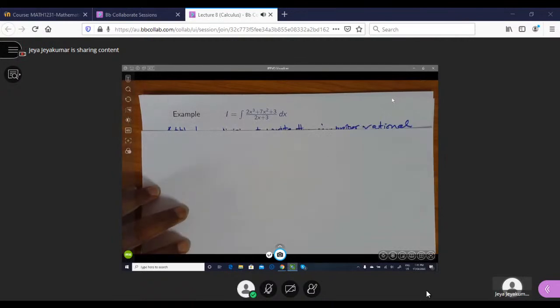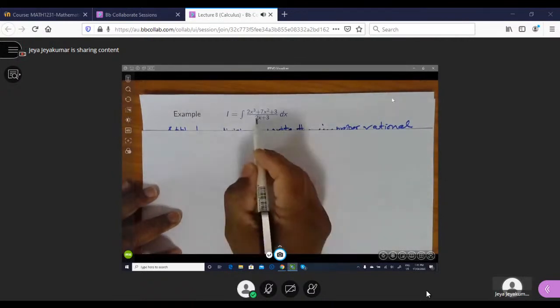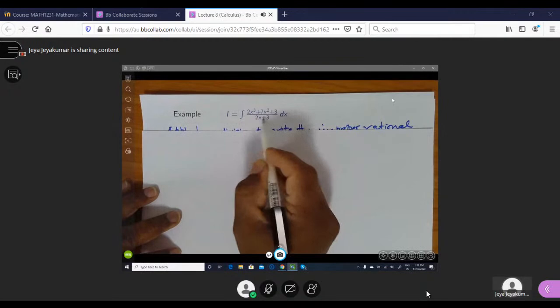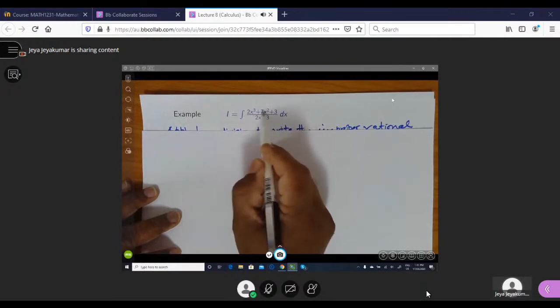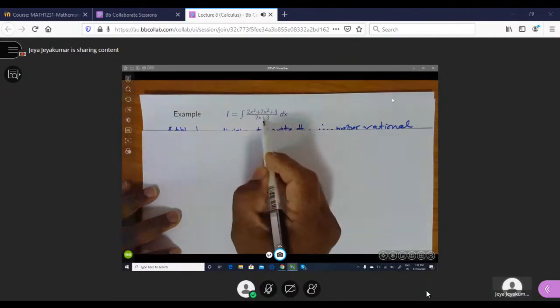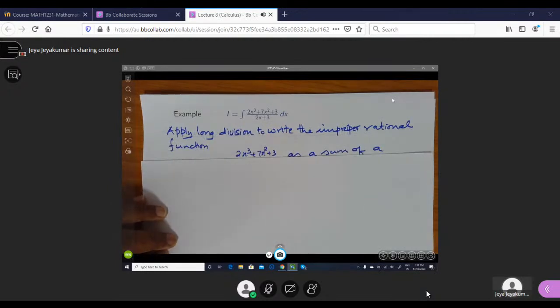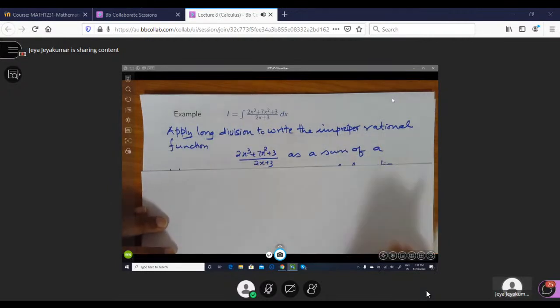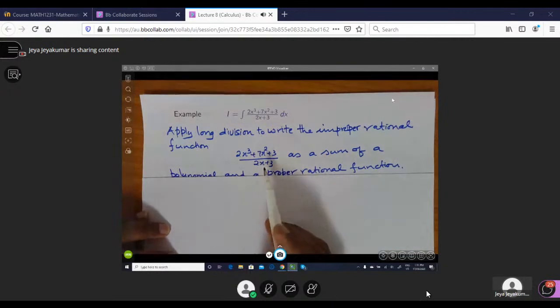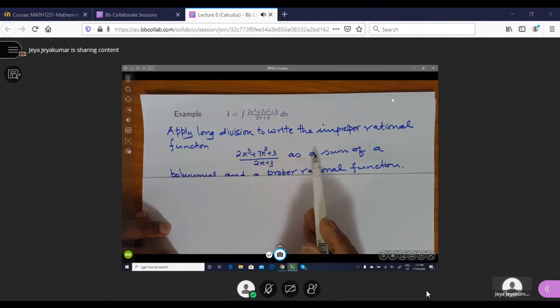Okay? So this one is not a proper rational function because the degree of the polynomial of the numerator is higher than the degree of the polynomial of the denominator. So what we need in this case is just to apply the polynomial division. We apply the long division polynomial to write the improper rational function as a sum of a polynomial plus a proper rational function. Okay, let's see how we can do this here.